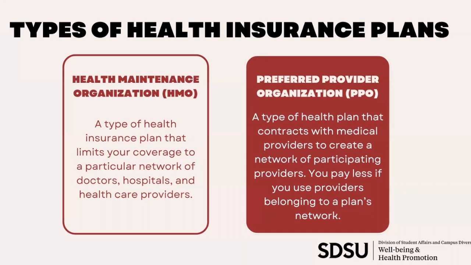Another type of plan is a preferred provider organization, or PPO. This type of health plan contracts with medical providers to create a network of participating providers. You will pay less if you use providers belonging to the plan's network. Differences between HMO and PPO plans include network size, ability to see specialists, costs, and out-of-network coverage.